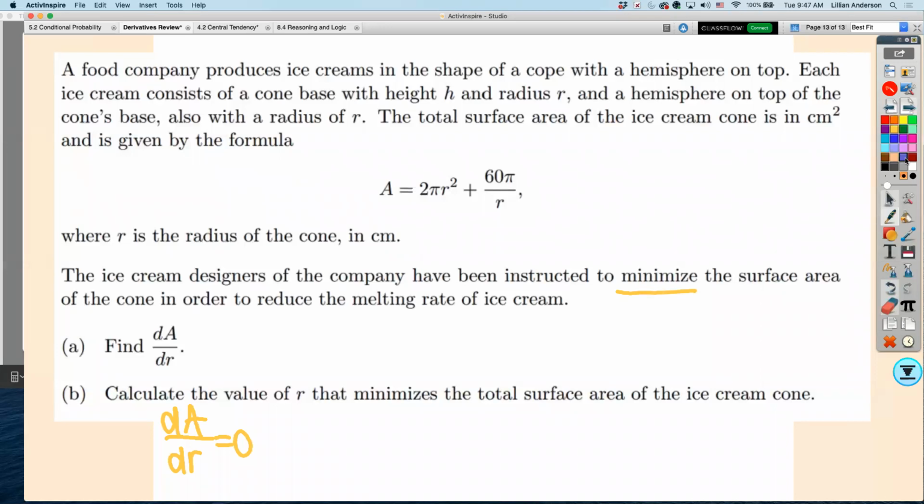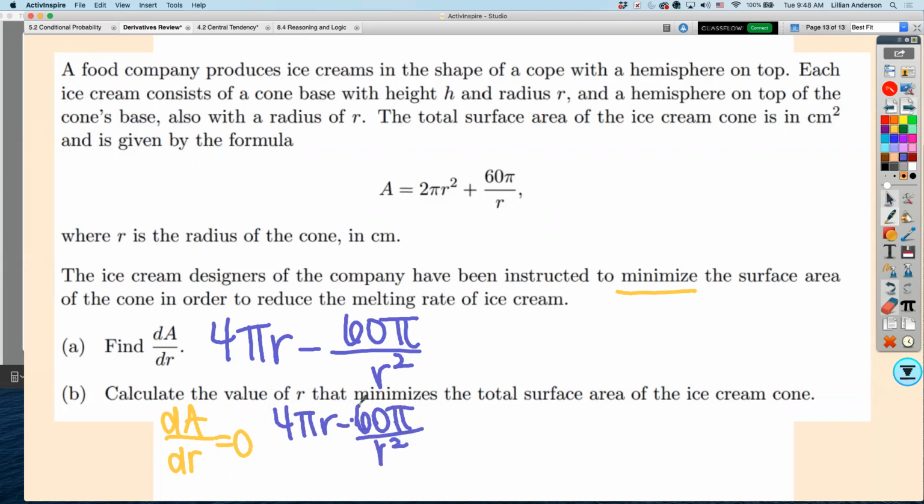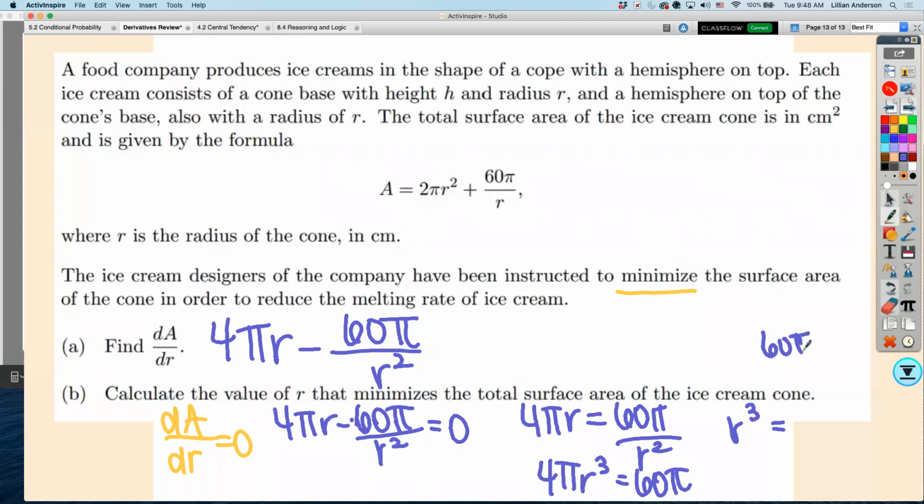So what is dA over dr? 4 pi r minus 60 pi over r squared. Anybody not get this? So then you set this equal to 0. And you solve. I suggest doing this algebraically by adding over the 60 pi over r squared, multiplying both sides by r squared, dividing both sides by 4 pi. When you divide 60 pi by 4 pi, what happens to the pi's? Cancel. And what's 60 over 4? 15.